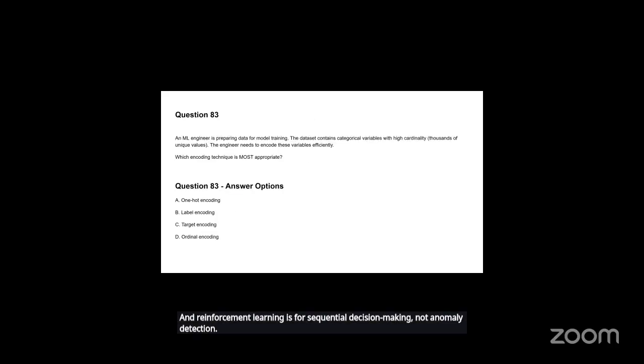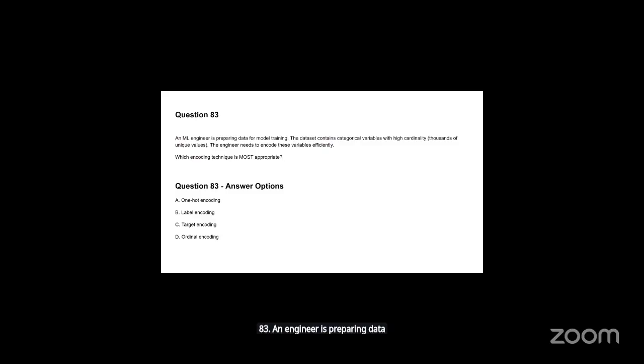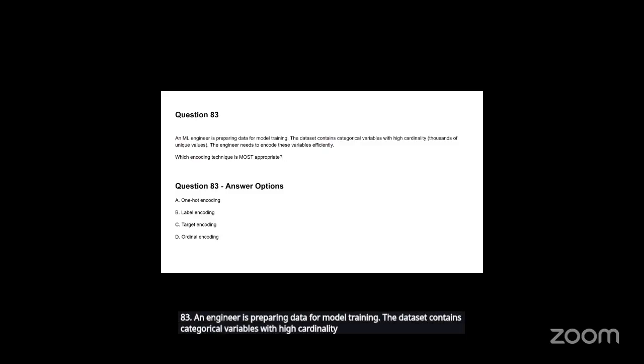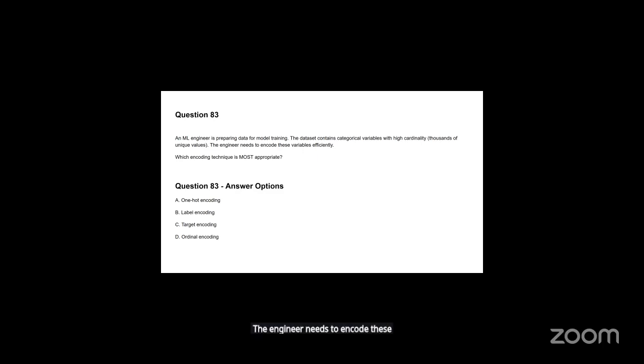83. An engineer is preparing data for model training. The dataset contains categorical variables with high cardinality. That means thousands of unique values. The engineer needs to encode these variables efficiently. Which technique is most appropriate? One-hot encoding, label encoding, target encoding, ordinal encoding.